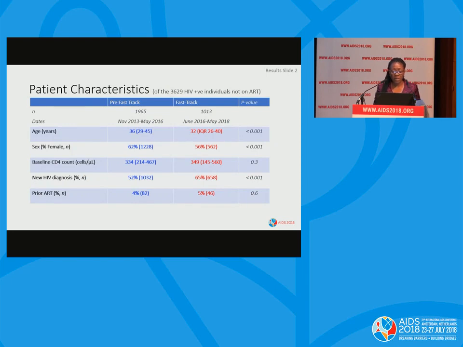Median age was 36 in the pre-fast track and 32 in the fast track. 62% were females in the pre-fast track and 56% in the fast track. The median baseline CD4 was more or less the same, 334 in the pre-fast track and 349 in the fast track. 52% were newly diagnosed in the pre-fast track and 65% in the fast track. In both groups, a few percent had been exposed to ART before, either during PMTCT or those who were initiated and defaulted.